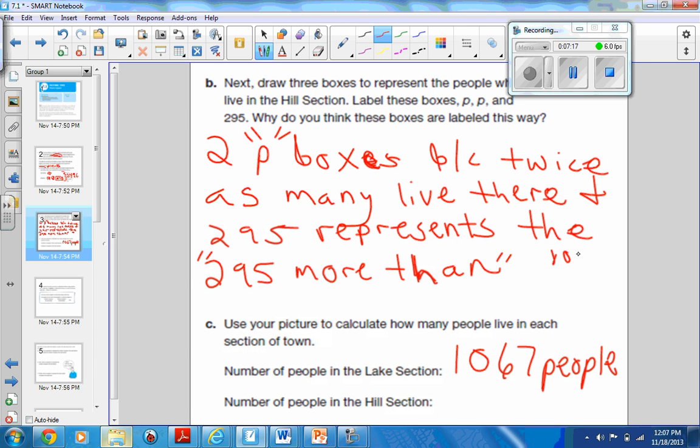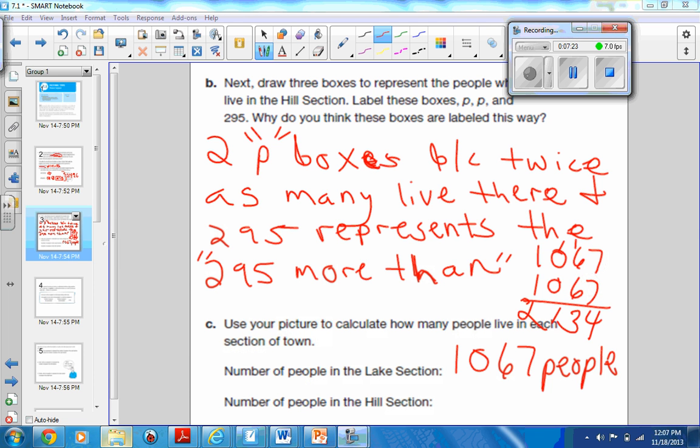And if you go back and you say, well, to figure out hill section, if you add 1,067 plus another 1,067, and you get 2,134, and if you add another 295, you would get 2,429 people that live in the hill section. So that's how I'd figure out that 1,067 people live out in the lake section and 2,429 people live in the hill section. So let's go to the next page.